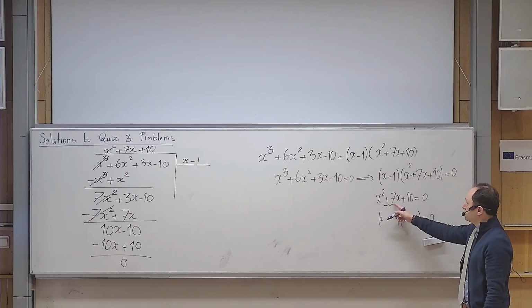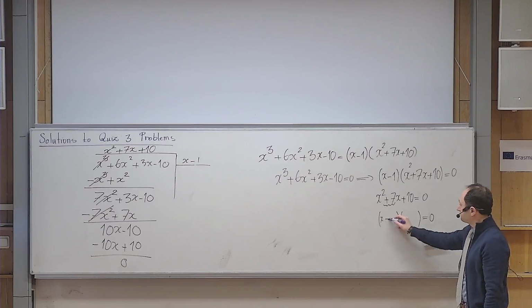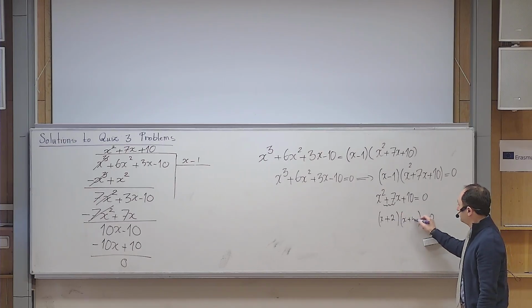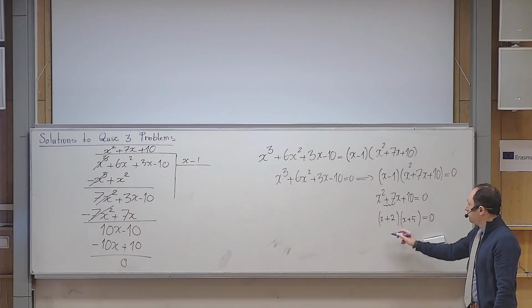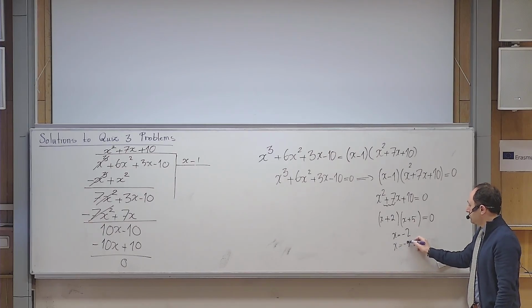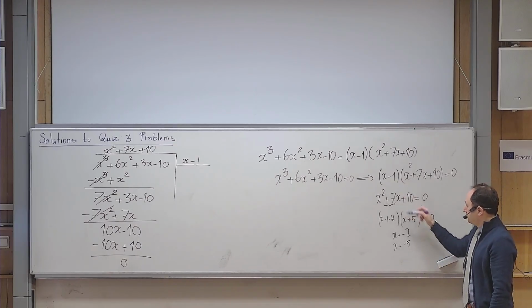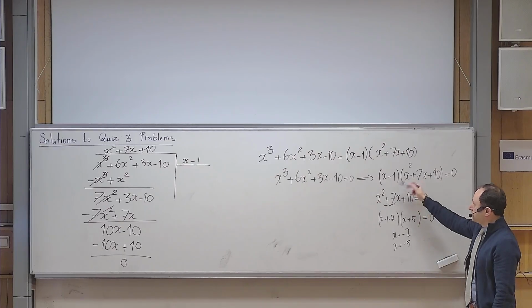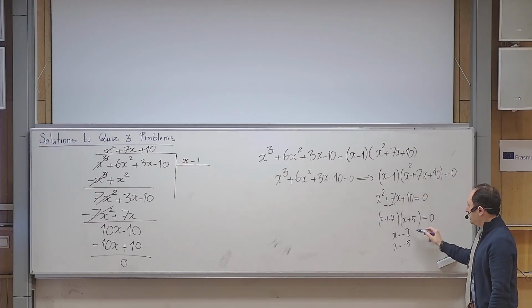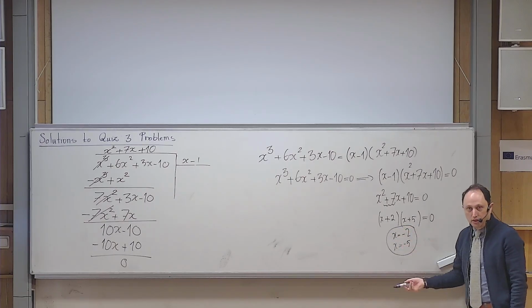I need two numbers whose sum is 7 and the product is 10. What are those numbers? 2 and 5. Yes? So this means one other answer is -2. The other answer is -5. So the roots of the polynomial are 1, -2, -5. 1 was already given from the beginning. The question is asking you about the product of the other two roots.